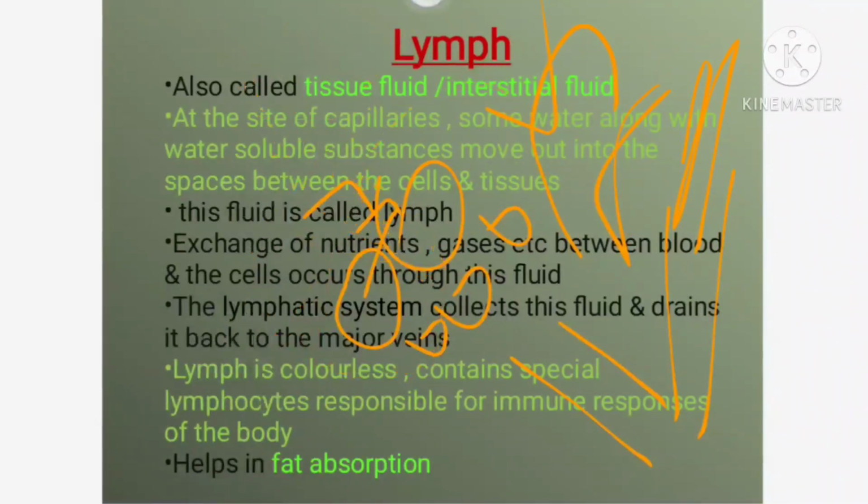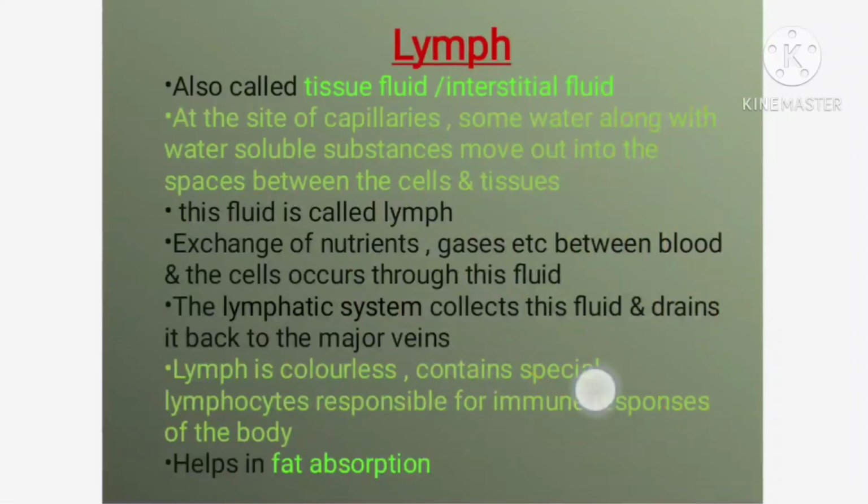Lymph is colorless in nature and contains a special type of cells, the lymphocytes, which play a major role. Where blood cannot reach, the lymph can reach, which means it helps in immune responses. Immediately when there is an attack by some germs, they play a major role in attacking along with the WBCs. Lymphocytes are present in the lymph, and the lymph does not have RBCs. That is why it is colorless in flow.